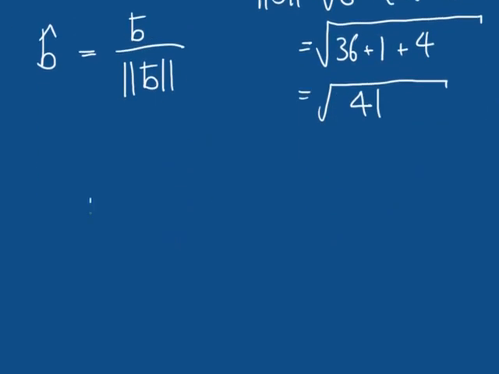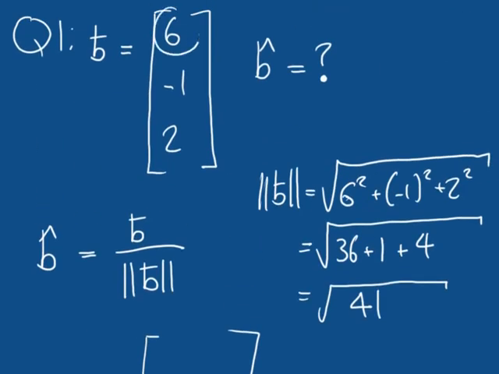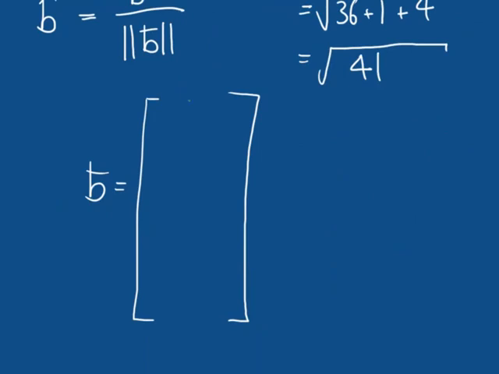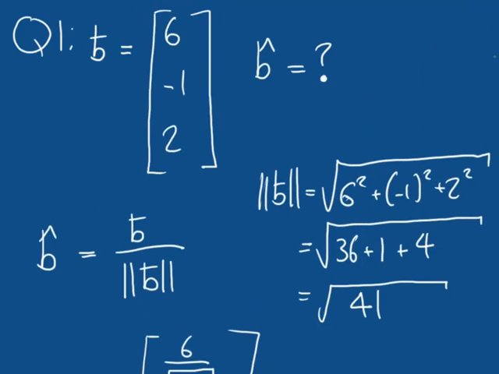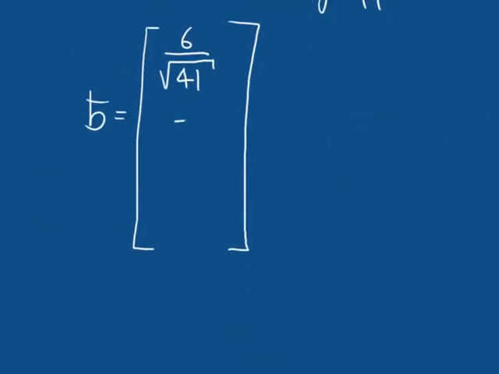So b hat is equal to, I probably need quite a bit of space in the vertical direction here to fit all this in. So we're going to take our x component, which is 6, and divide that by the length, which is the square root of 41, giving our new x component equal to 6 over the square root of 41. We're going to take our y component, which is negative 1, divide that by the length, giving our new y component as negative 1 over the square root of 41.